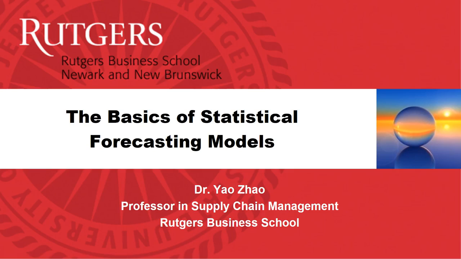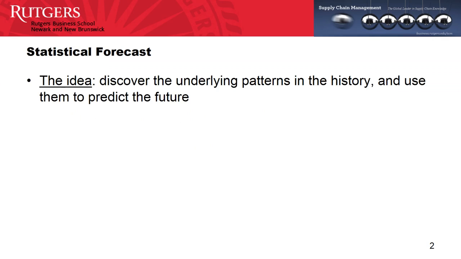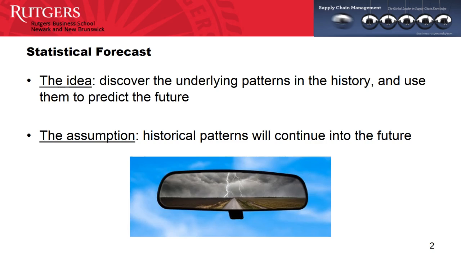Hello everyone, in this video you will learn the basics of statistical forecasting models, including the ground rules, potential patterns, and concepts of a regression analysis. The idea of the statistical forecast is to discover the underlying patterns in the history and use them to predict the future. Thus, the key assumption is that the historical patterns will continue into the future. And in some sense, the idea is similar to driving the car by looking at the back mirror.